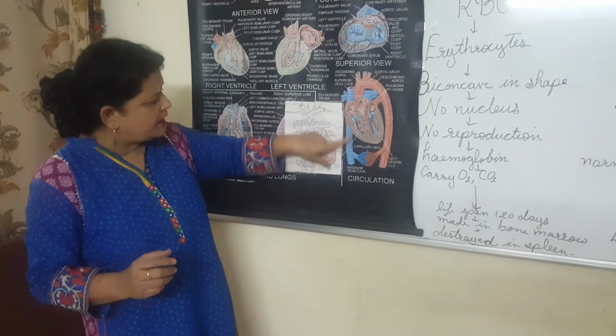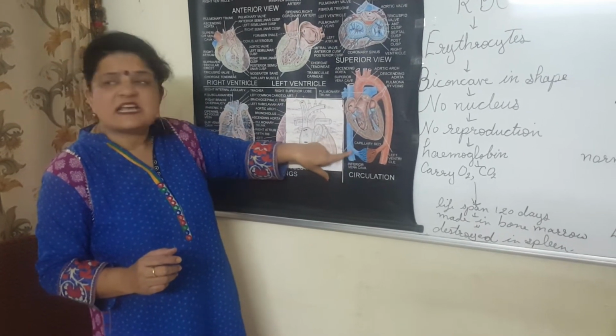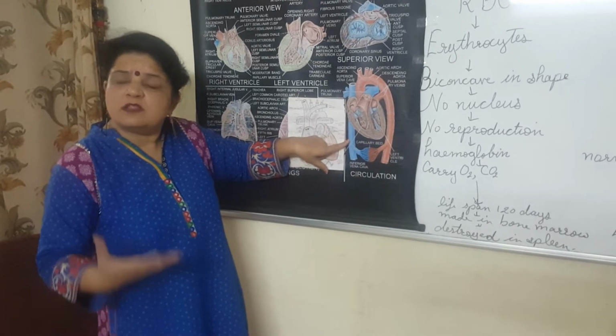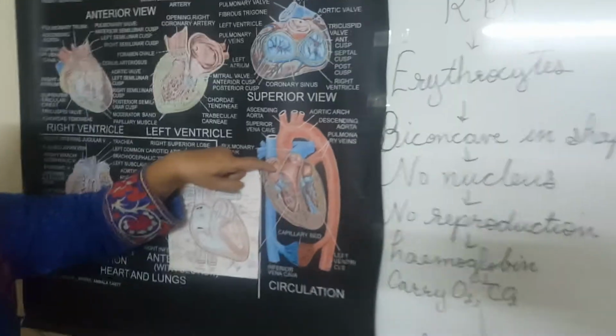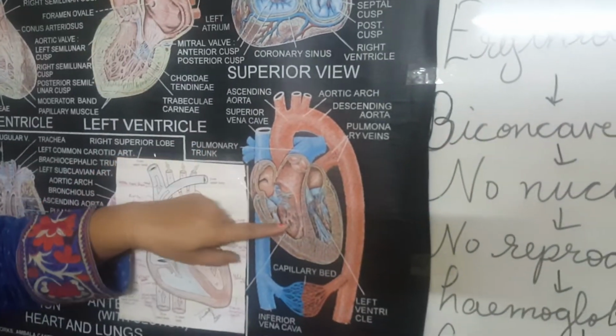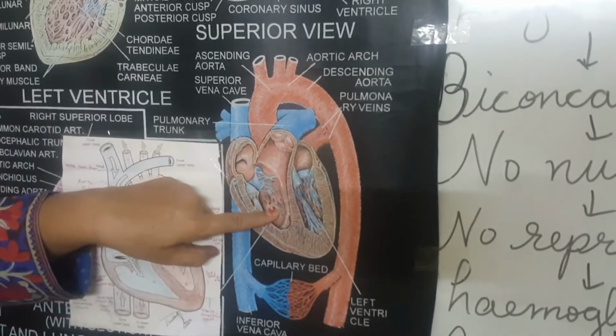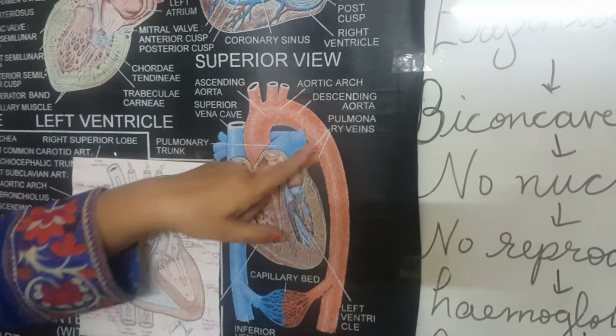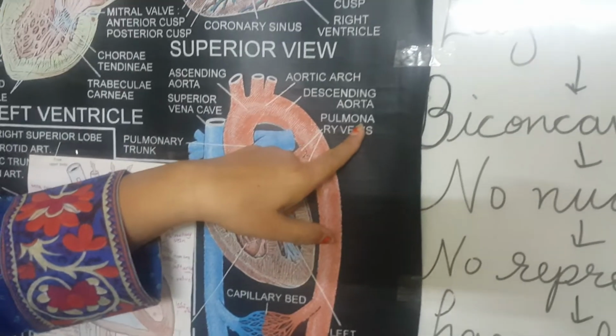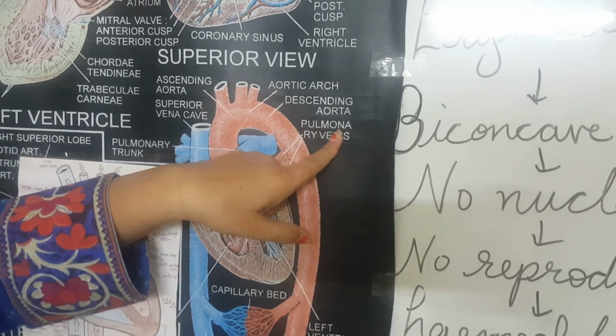When we talk about veins, I told you about the superior and inferior vena cava. Veins collect the blood from all the parts of the body and then pour it into the right auricle. From the right auricle, it goes to the right ventricle. This is the dirty blood, impure blood. From the right ventricle, it is taken to the lungs by your pulmonary artery for purification.